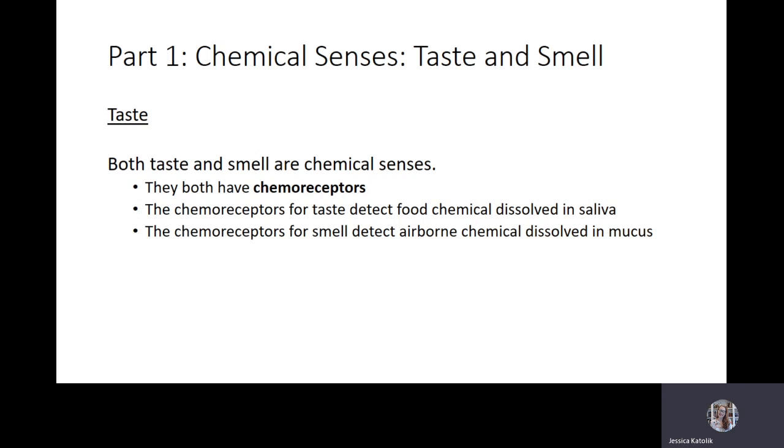Smell is also a chemoreceptor-based system. Here, airborne odors will dissolve in the mucus of our nose and bind to chemoreceptors in our nose. And again, that will activate sensory neurons, and those sensory neurons will help carry that information to the central nervous system. Taste and smell are very closely linked together. Not only are we going to talk about them based on the fact that they are both chemoreceptors, but they also work together to allow us to taste many different flavors when we eat. So let's get into talking about taste in a little bit more detail.